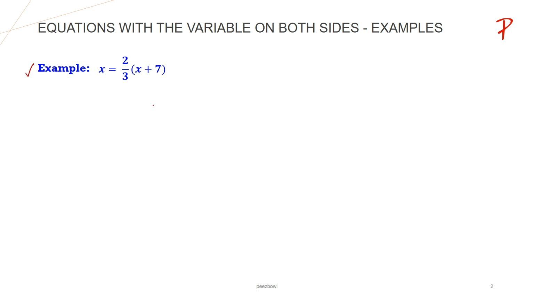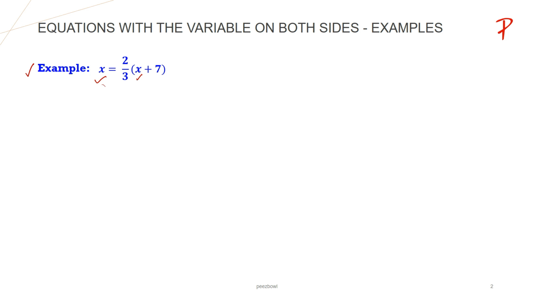This is a linear equation where the variable x appears on both sides, right? On the left hand side as just x and on the right hand side inside a bracket multiplied by 2 upon 3. Okay, let us solve it step by step.